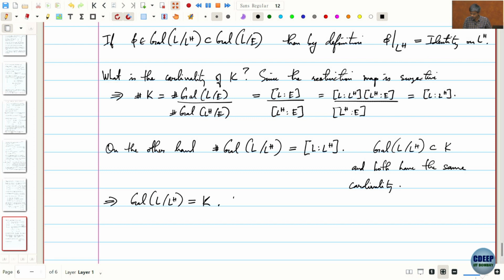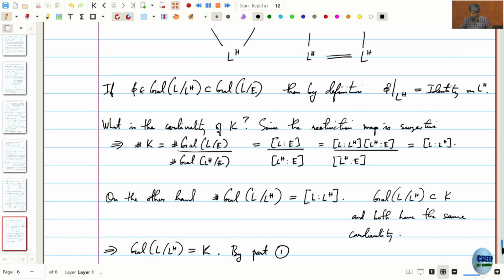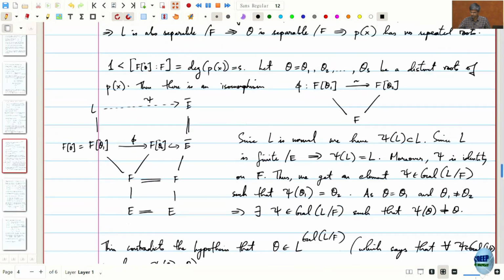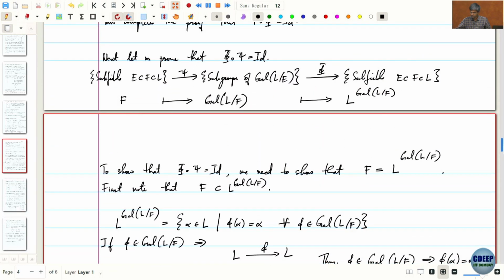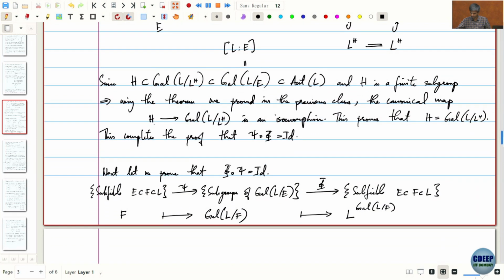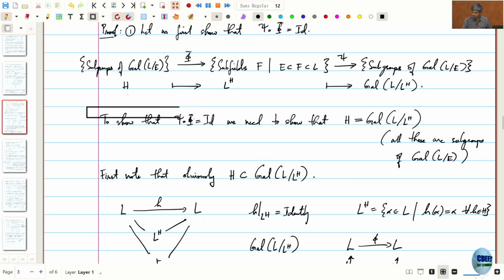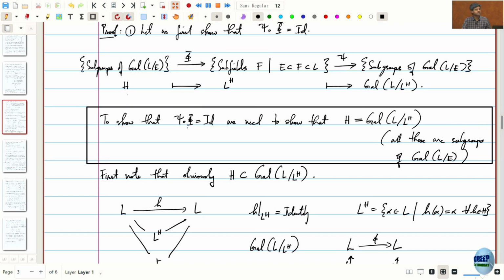Now by part 1, so what did part 1 say? Remember what we proved. When we proved that psi compose phi is equal to identity, what we actually proved is that if we start with a subgroup H, then H is equal to Galois L over LH. Okay, so we will use that now.